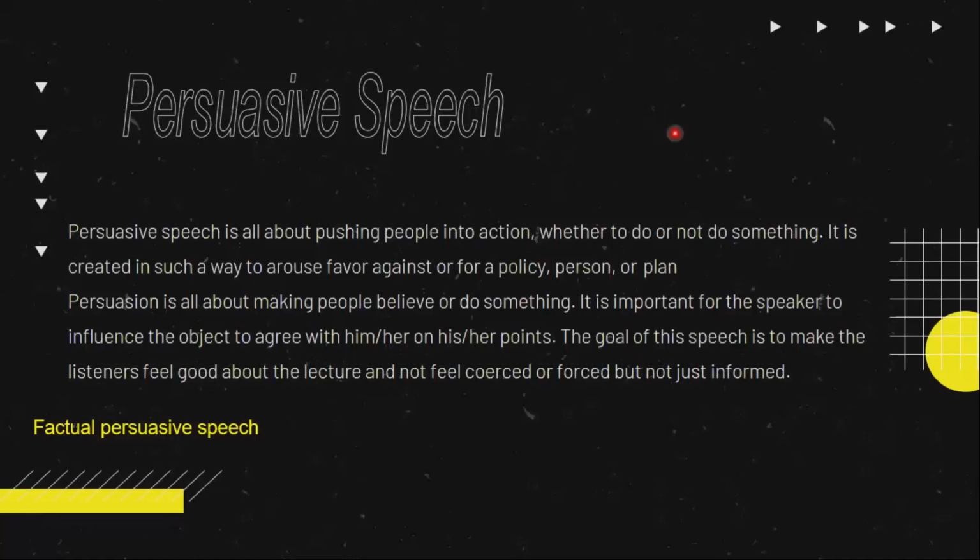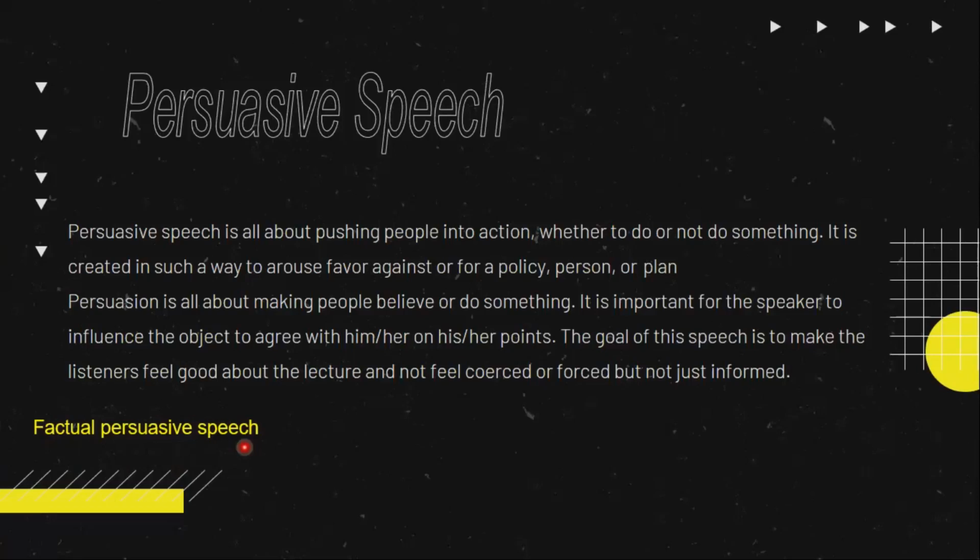Okay, so let's discuss each type of persuasive speech first. What is factual persuasive speech? When we say factual persuasive speech, it means it is talking more on facts. Here the core basis to answer is: is it true? The word true is connected with the word factual. When we say factual, it is true.